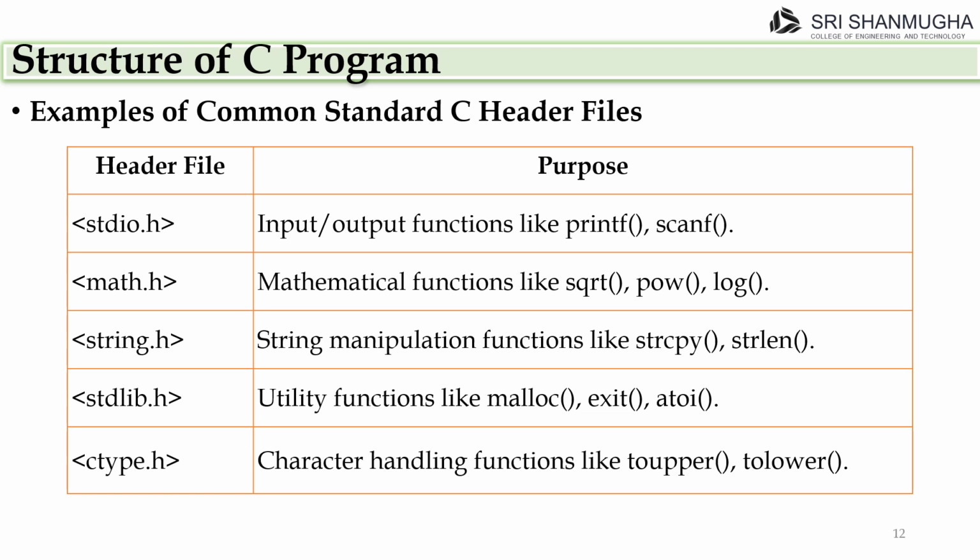Utility functions like memory allocation and exit, when you are using these in your program, you have to include the standard library header stdlib.h. When you are using character handling functions like converting to uppercase or lowercase, you have to include the ctype.h header file. Many functions are available in C, for example in conio.h. When you are using functions like clear screen, you have to include the conio.h header file. Like that, many functions are available in the C programming language.